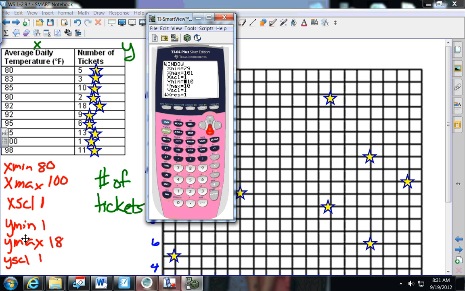Y minimum, the smallest number was 1, so let's go with 0. Y maximum, the largest was 18, so I'll go to 20. And Y scale was 1. So now when we press graph, we see that the dots are all over it, just like our graph, seeing that there is no correlation.